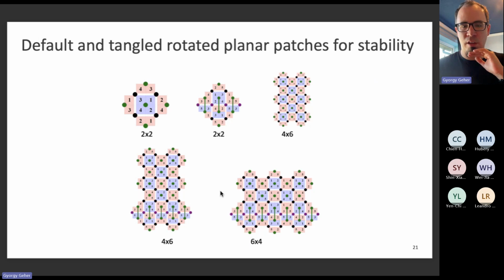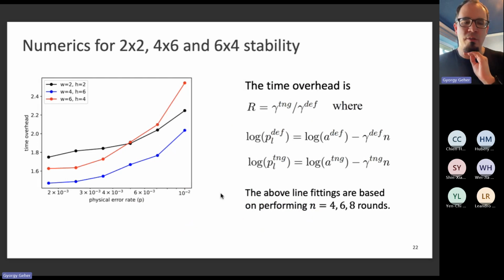We also did a stability experiment for the tangled patches, and compared, for instance, this 2x2 default patch with this tangled patch where we just replace this row with the tangled elongated rectangles, and also this one was compared to that one where we just replace this row with tangled plaquettes. And we computed the time overhead, which essentially means this number here. Let's say at this point, at physical error rate 5 times 10 to the minus 3, for the 4x6 patch, for the default case, if we performed n rounds for stability, we need to perform 1.6 times n rounds for the tangled version. So this time overhead is a scalar factor which you have to multiply into the number of rounds for the lattice surgery operations, for instance.